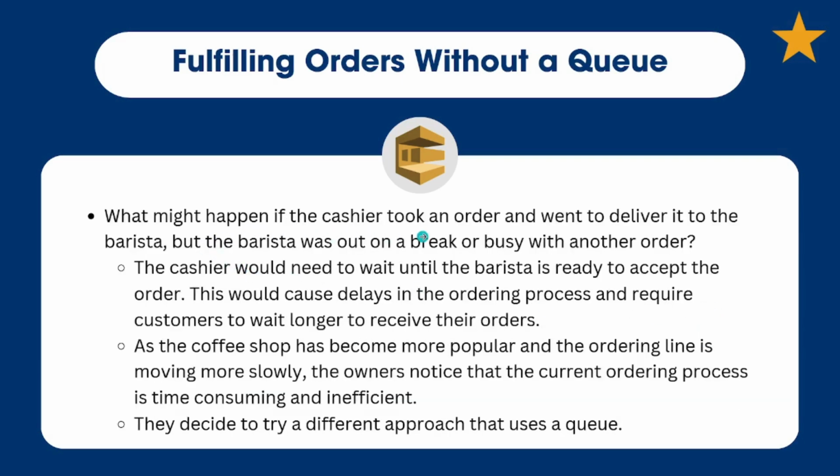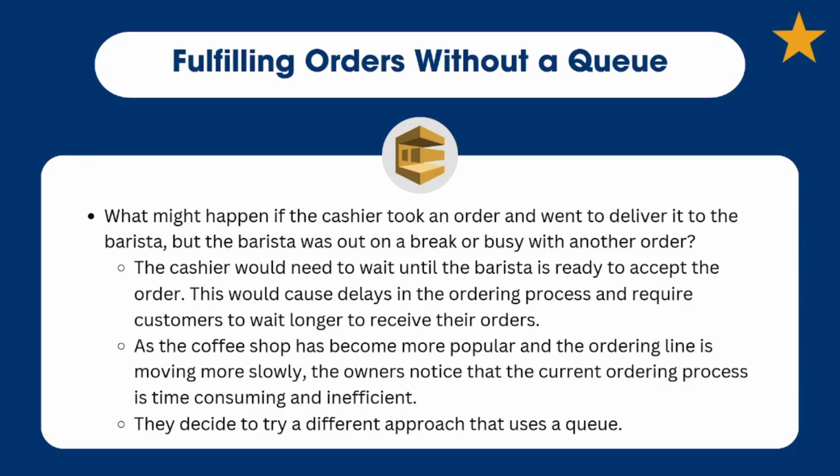This process runs smoothly as long as both the cashier and the barista are coordinated. But what happens if the cashier took an order and went to deliver it to the barista, but the barista was busy with another order? They're taking these orders one at a time, as they get it. The cashier would have to wait until the barista is ready to accept the order. Let's say they don't have any paper to write things down. They can just say one order at a time. This would cause delays, obviously. So it would require customers to wait longer to receive their orders.